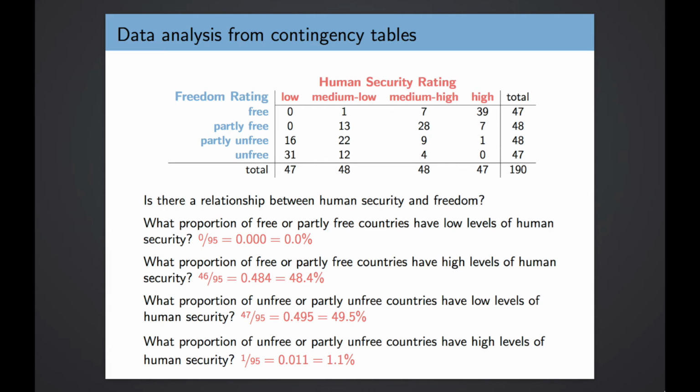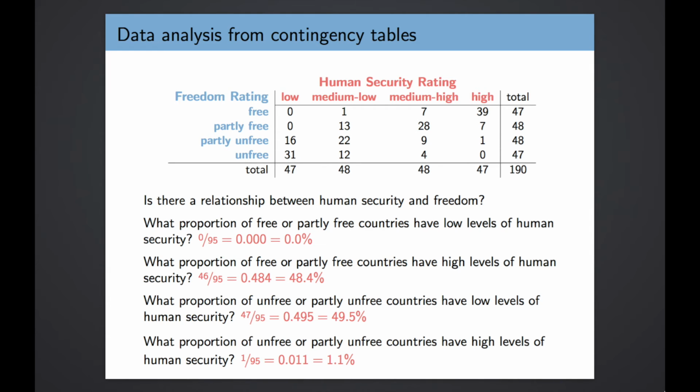Of course, we're not comparing across all of the categories in the contingency table because there are so many, because there are 4 categories for human security and 4 categories for freedom. But we're going to use this as a basic test of looking at human security at the really low end and at the really high end. How does that compare, looking at different levels of freedom?